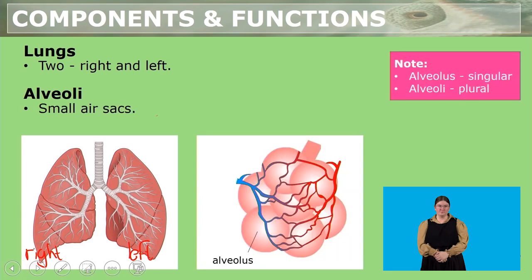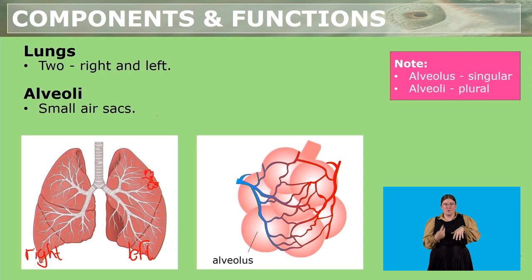These are small air sacs found at the end of the bronchioles. As you can see there, I am drawing them. And this is what they look like. They are surrounded by small blood capillaries. And please note that the singular form is alveolus, and the plural form will be alveoli.